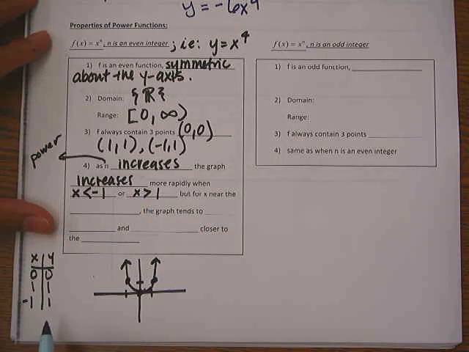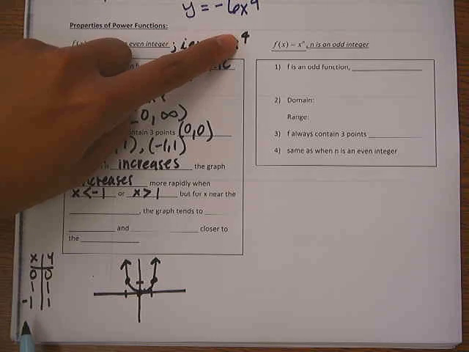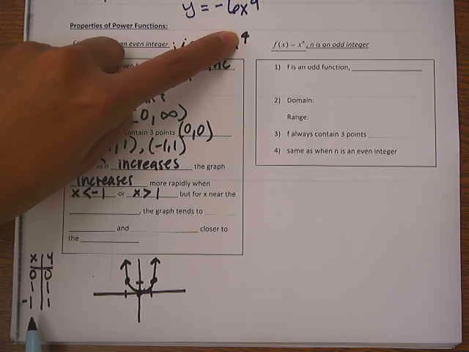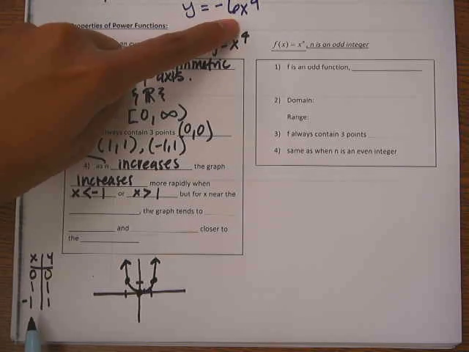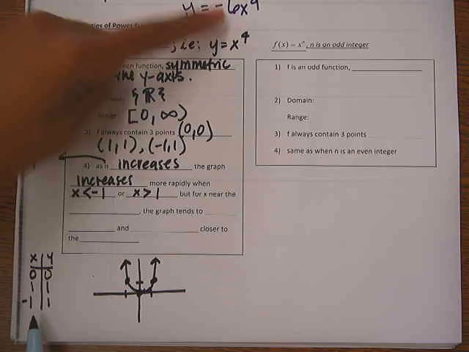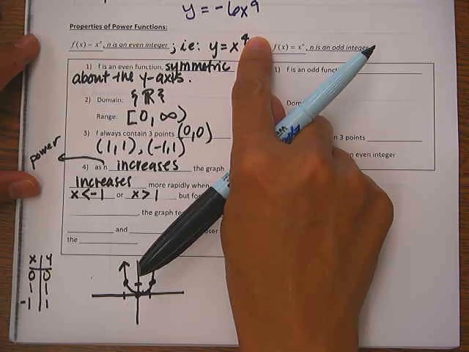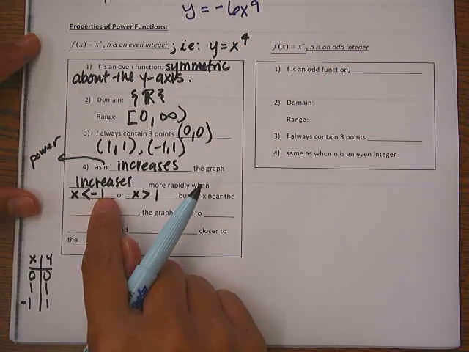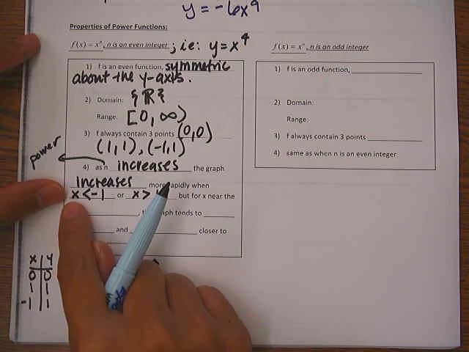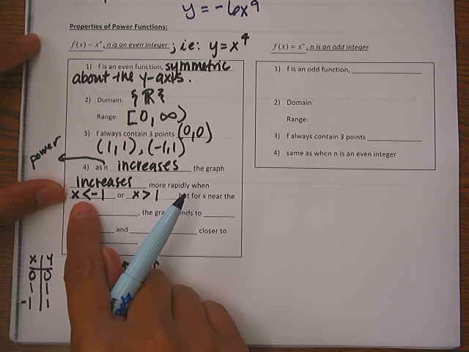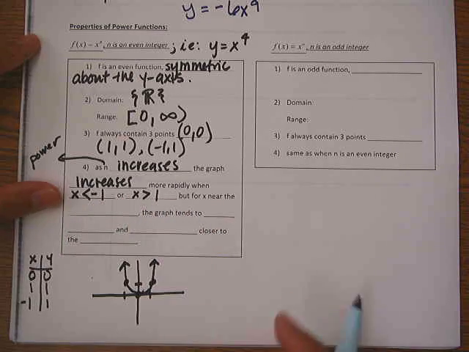So that means this: when I put in a value of 2 with a power of 2, 2 squared is only 4. But when my power is large, like 4, 2 to the 4th is actually 16. So notice how the larger the exponent, the faster it increases when x is greater than 1 or less than -1.